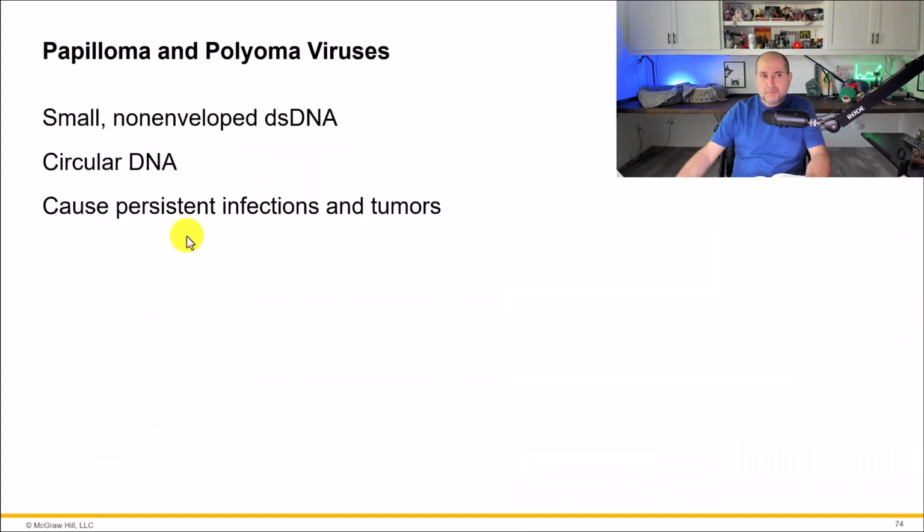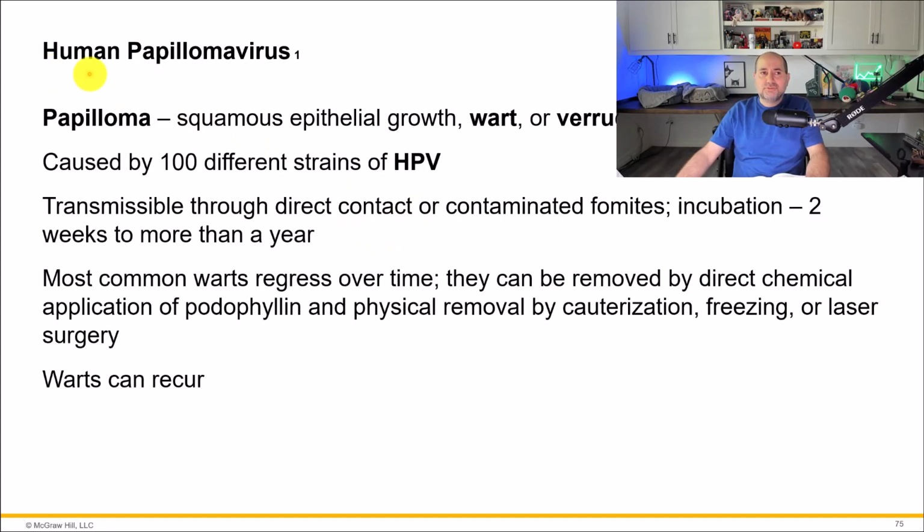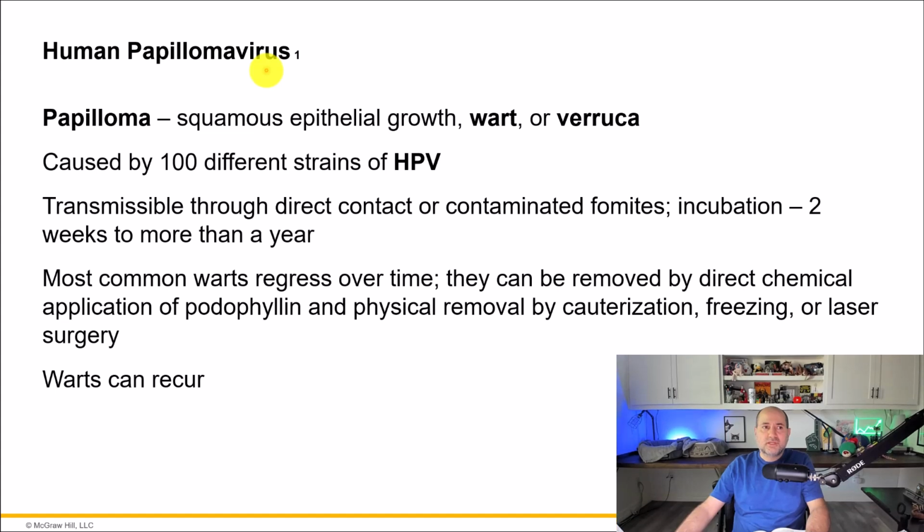Next, let's talk about papilloma and polyomaviruses. Small enveloped double-strand DNA viruses with a circularized DNA. That's kind of interesting. Remember how bacteria also have a circularized DNA? These can cause persistent infections and even tumors. You've probably heard of human papillomavirus, or HPV for short.